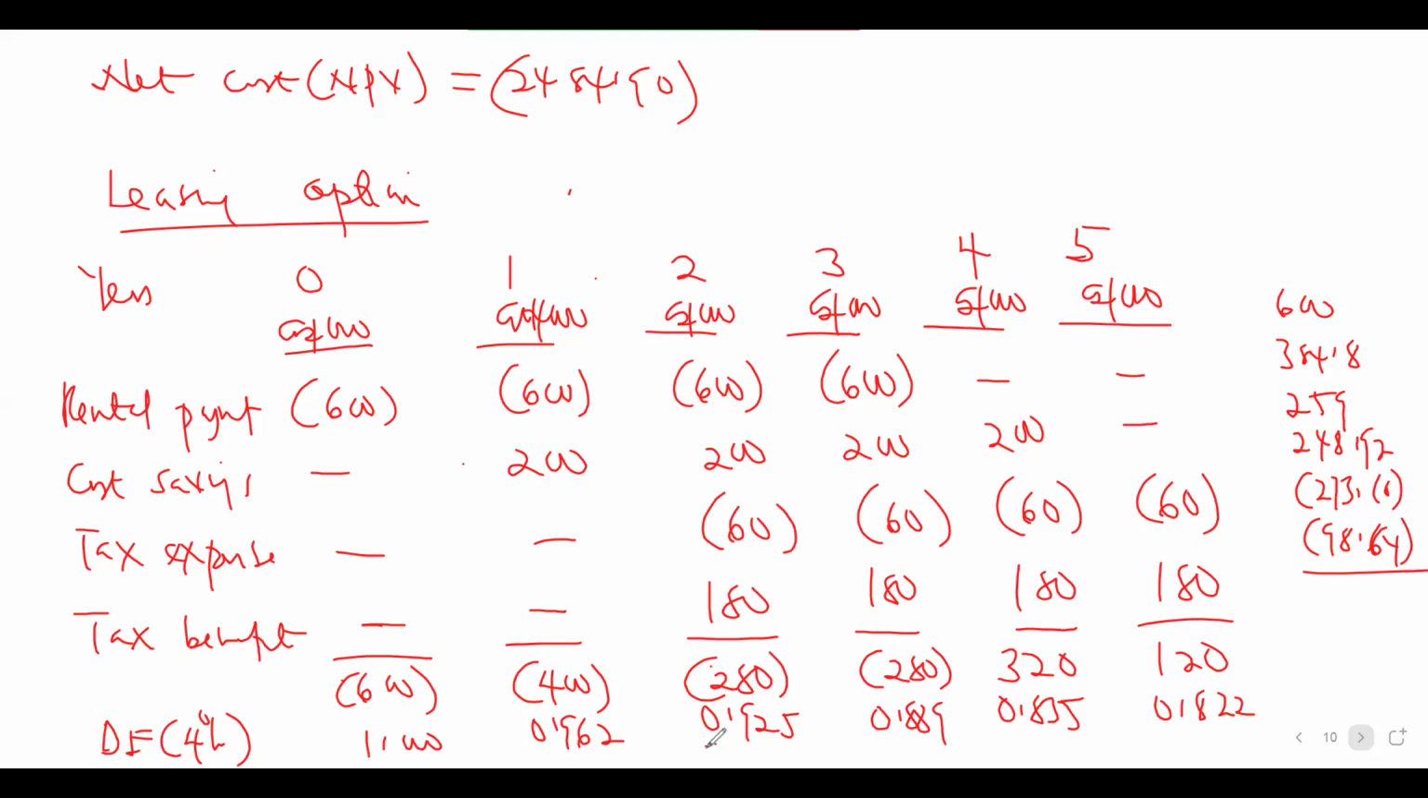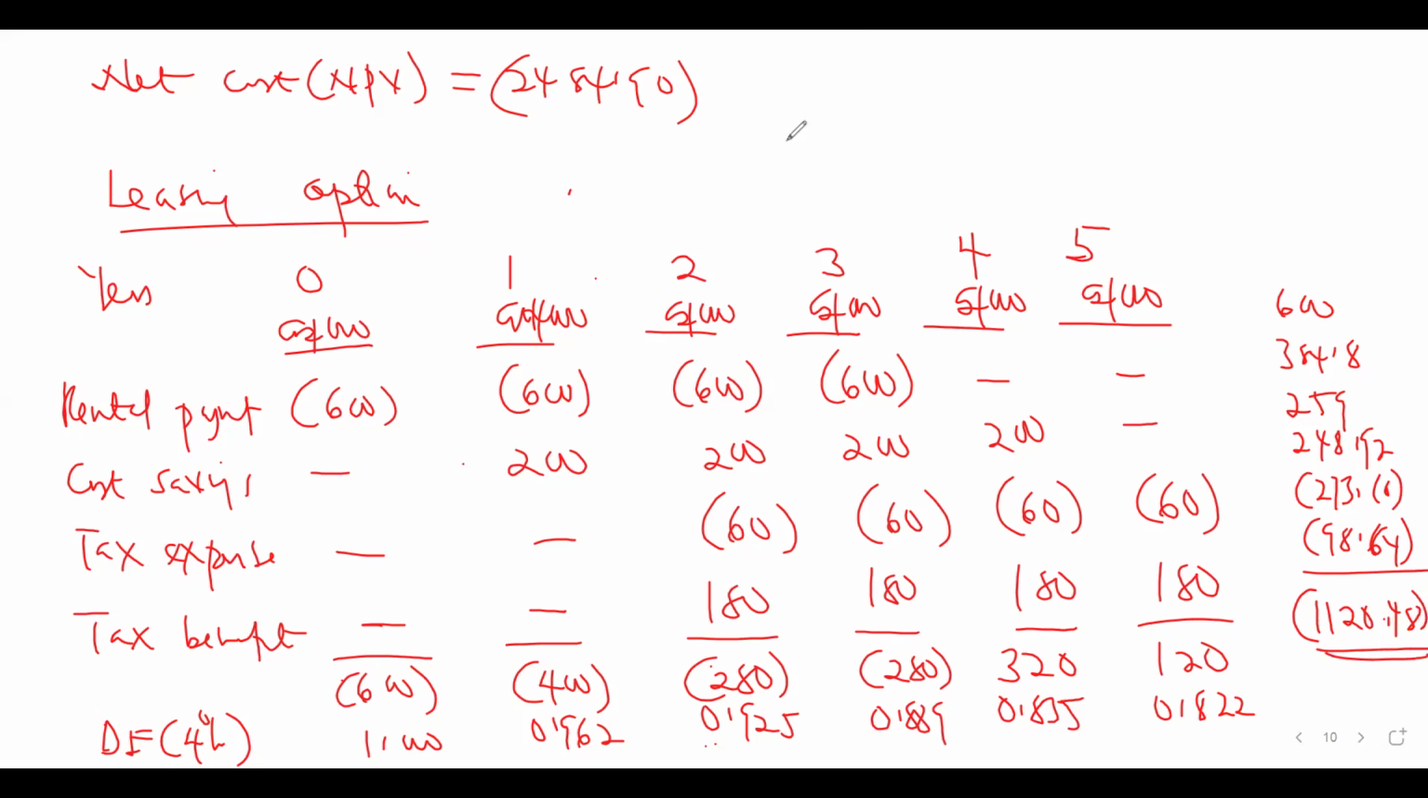So I'm having 273 minus 98.64. I'm having 1120.48 as the cost of the lease. Is that correct? Okay.